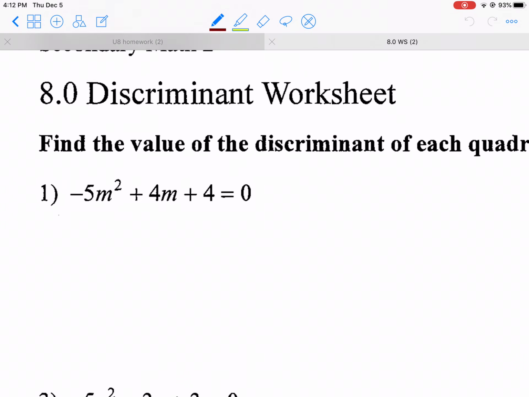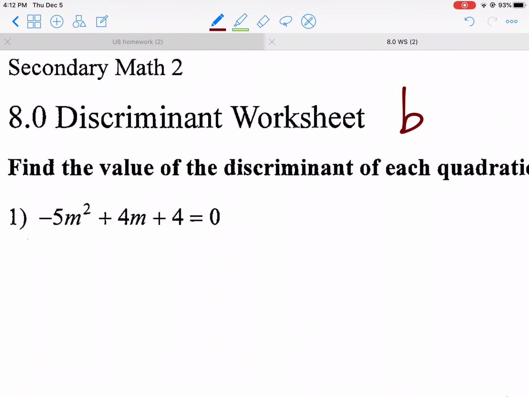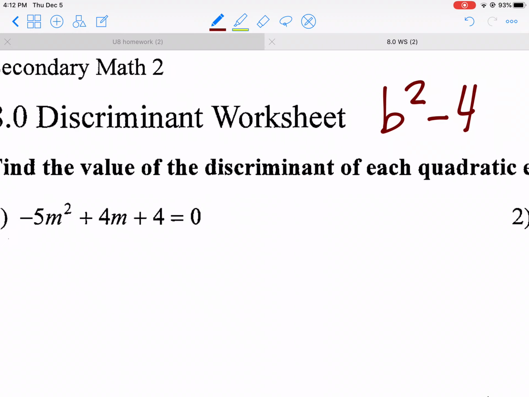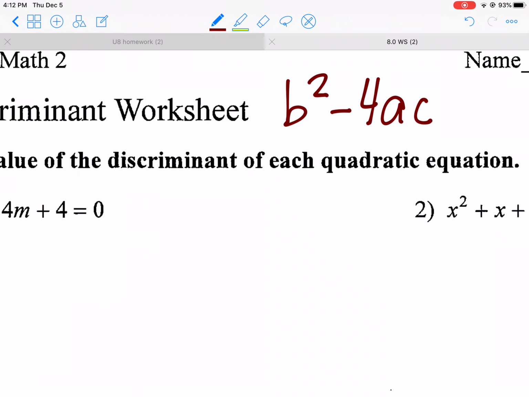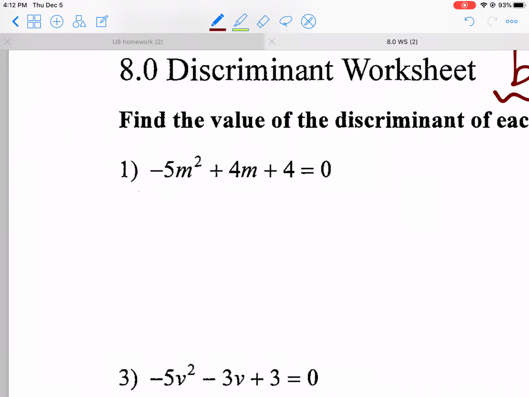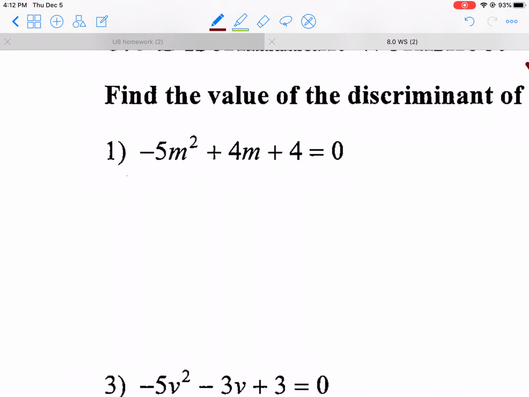So again, the discriminant is a part of the quadratic formula. If I were you, I would write this at the top of this worksheet because it's going to be the thing we're using today, b squared minus 4ac. That was under the radical symbol in the quadratic formula. Okay, so how do we use this? Well, first you want to identify a, b, and c. Well, maybe first you want to get it in standard form.